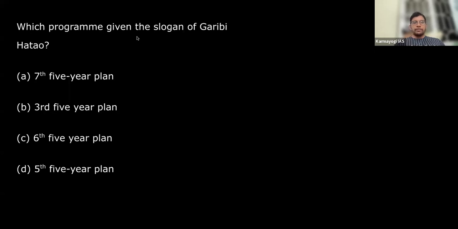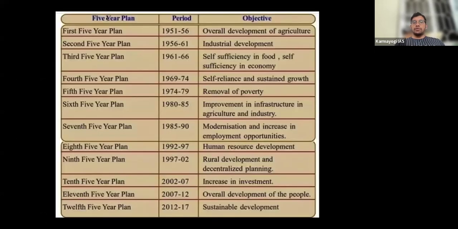Next question. Which program gave the slogan of Garibi Hatao? 7th 5-year plan, 3rd 5-year plan, 6th 5-year plan, 5th 5-year plan. It is the 5th 5-year plan, right? So it's a very simple question, but that is not my intention. I just want to give you a quick revision.